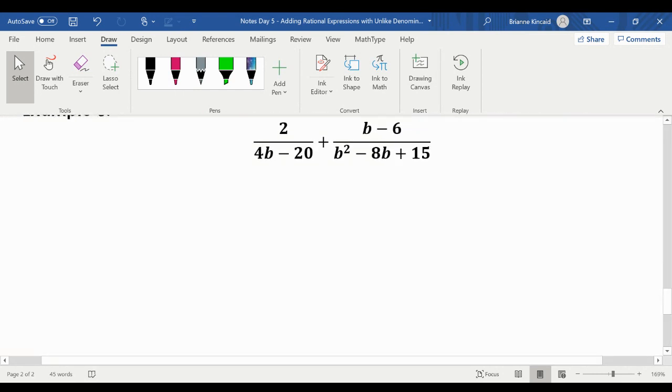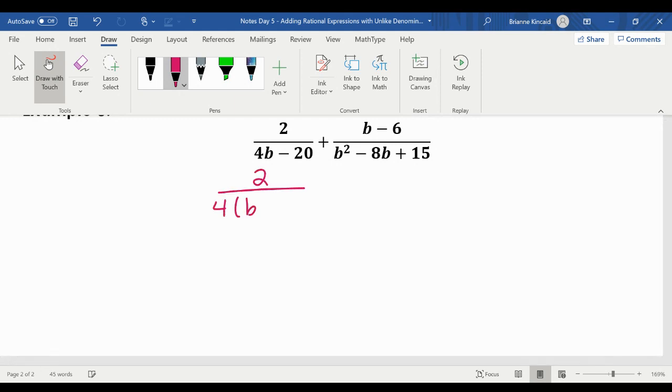And for my last example, we're going to go ahead and factor b minus 5. And then the fraction on the right, the denominator, the two numbers that multiply to positive 15 and add to negative 8 would be negative 5 and negative 3.